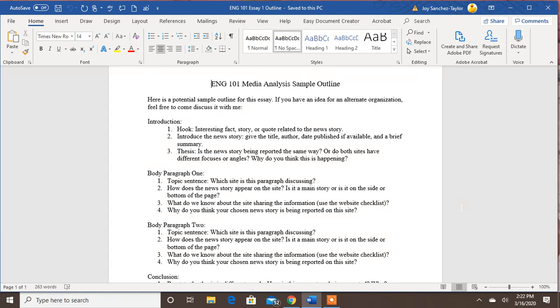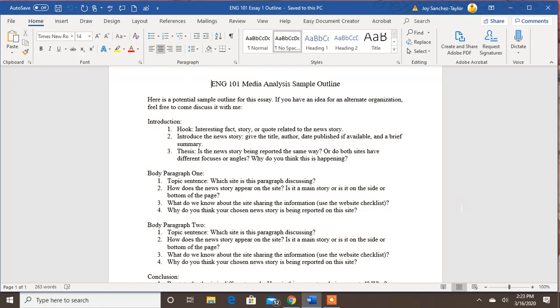Your thesis, you already started creating, but you could revise it if it's not answering the questions that are being asked here on the sample outline. The questions are to help you write your thesis. You don't necessarily have to answer these questions in the way that I'm asking them, as long as you give us the information that we need to understand your main argument. Body paragraph 1, body paragraph 2 follow the same organizational pattern.